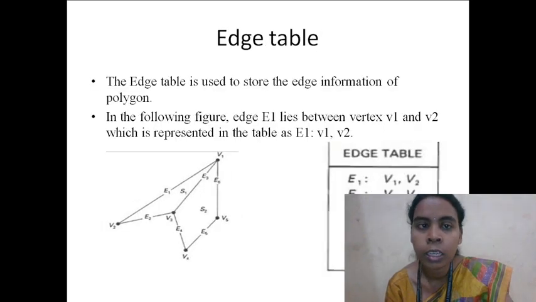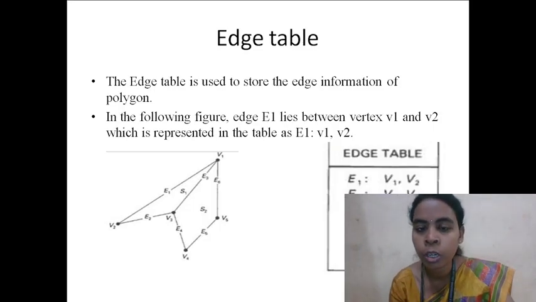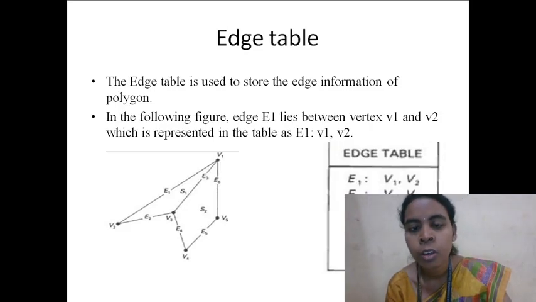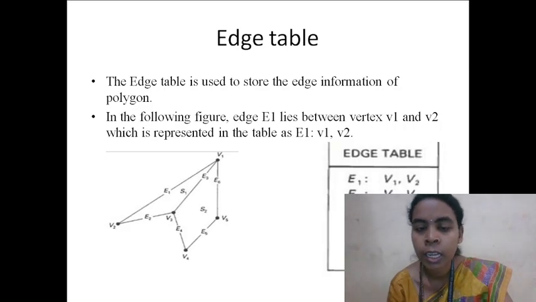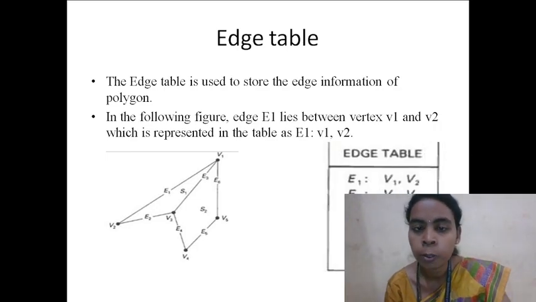Then the edge table. The edge table is used to store the edge information of the polygon. Here it contains each edge and its connected vertices. Edge 1 contains vertices V1 and V2. Edge 2 contains vertices V2 and V3. Edge 3 contains vertices V3 and V1. Edge 4 contains V3 and V4. Edge 5 contains V4 and V5. Edge 6 contains vertex V5 and vertex V1.